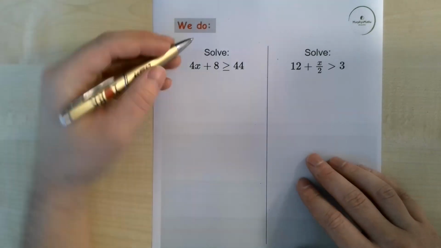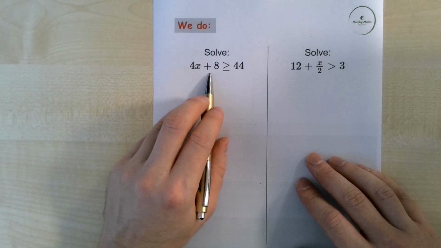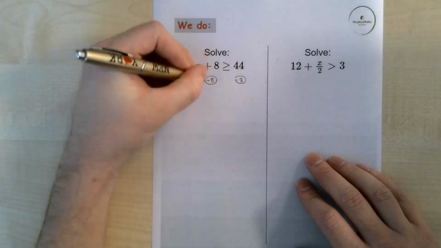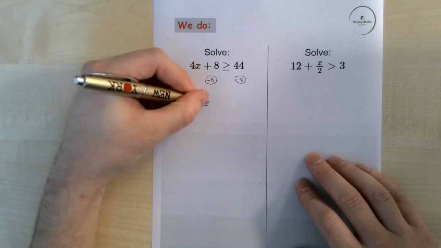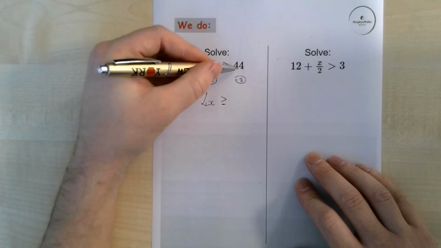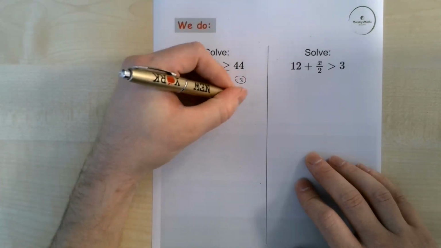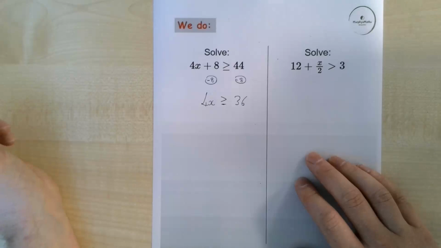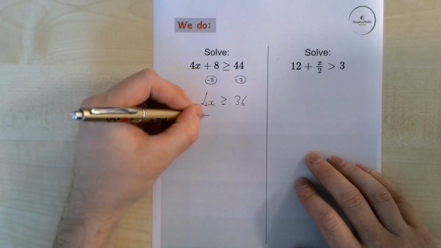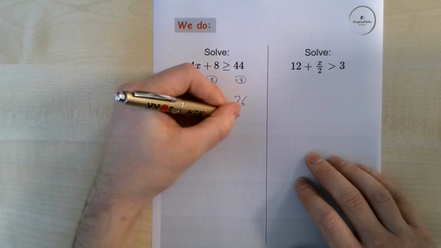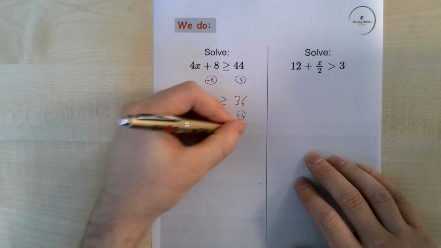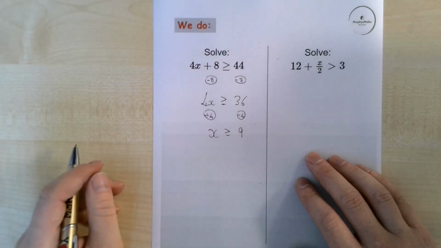So on the first one, I know that I need to get rid of that add 8 first, so I'm going to minus 8 from both sides. So 4x is greater than or equal to 44 take away 8 is 36. Next step, I've got multiply by 4 here, so I'm going to divide by 4. So x is greater than or equal to 9, and that's my solution.